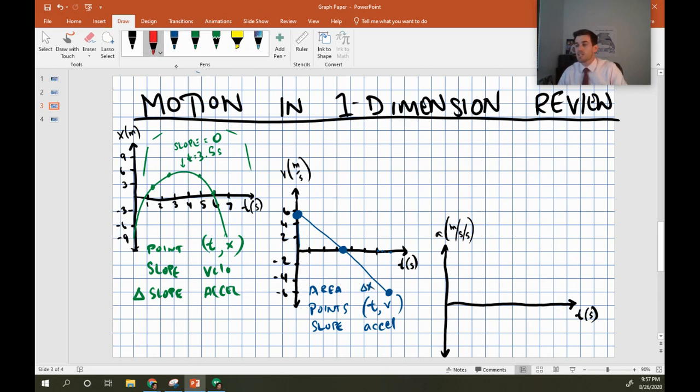Then going over to the acceleration graph, well, this has a negative slope, but it's always the same slope. That tells us that we have some kind of negative acceleration here. The area on this graph, if I was to do it, you can see that I have a negative area there, and you can see how I have a negative change in velocity. So the area corresponds to our change in velocity. Our points represent at a particular time what our acceleration is.